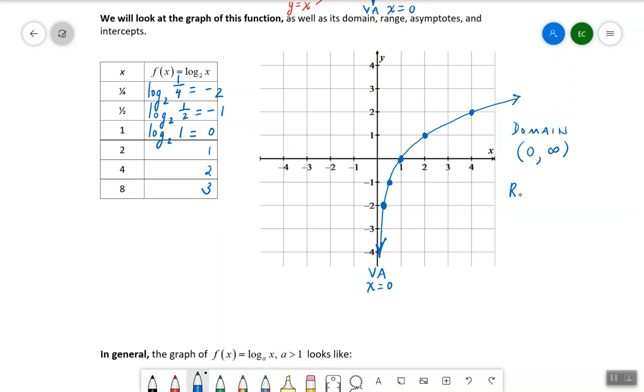What's the range of this function? Looking from the bottom to the top, we see that the y value could be any real number. We can write that negative infinity to infinity, and of course that's exactly the domain of the exponential function. For this graph, there is no y-intercept.